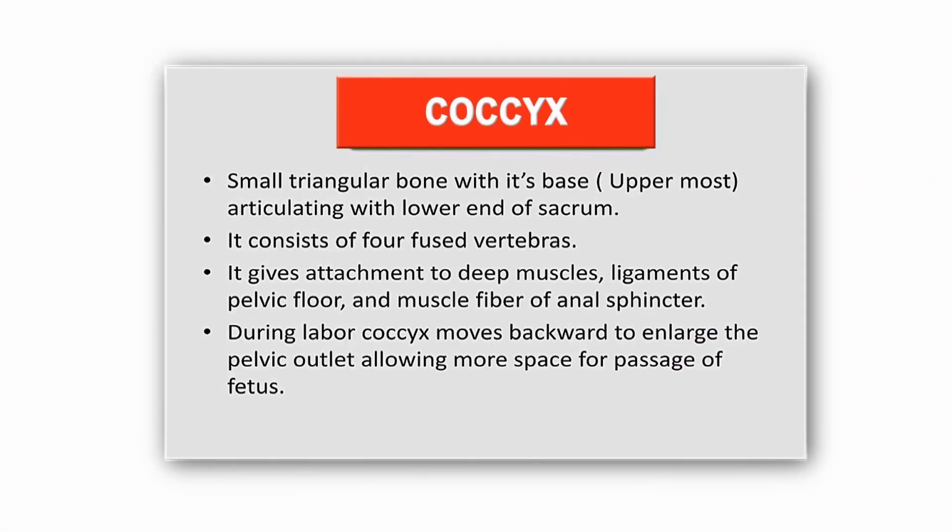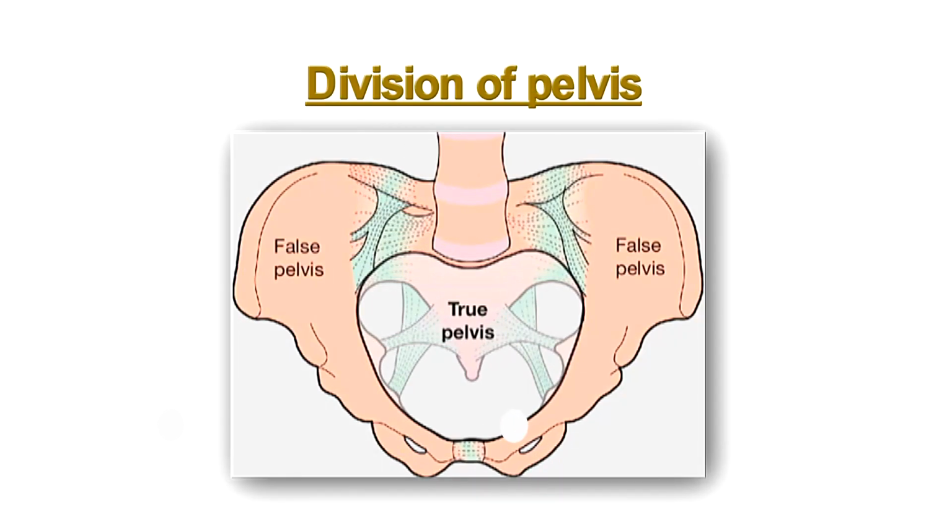Next is the coccyx. It is a small triangular bone with its base articulating with the lower end of the sacrum. It consists of 4 fused vertebrae. It gives attachment to deep muscles, ligaments of the pelvic floor and muscle fibers of the anal sphincter. During labor, the coccyx moves backward to enlarge the pelvic outlet, allowing more space for passage of the fetus. Next, I will discuss the division of the pelvis.